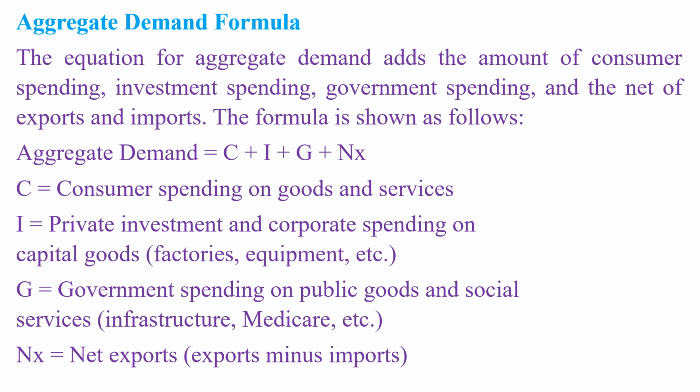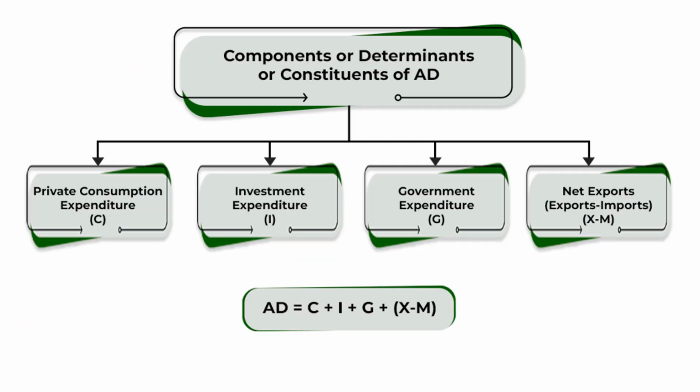C equals consumer spending on goods and services. I equals private investment and corporate spending on capital goods, factories, equipment, etc. G equals government spending on public goods and social services, infrastructure, Medicare, etc. NX equals net exports, exports minus imports. The four components of aggregate demand are well presented in this diagram.